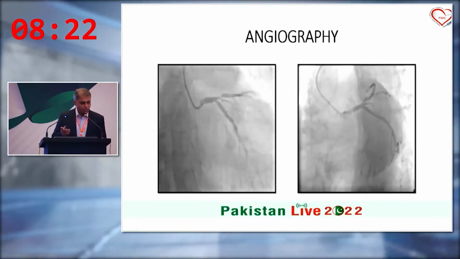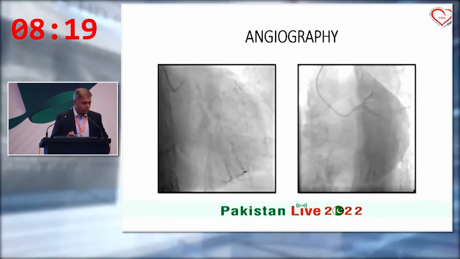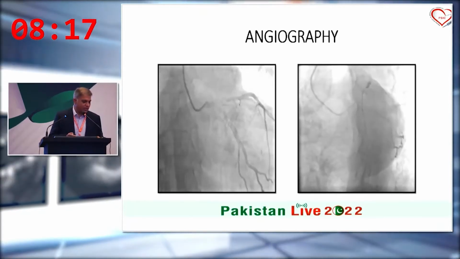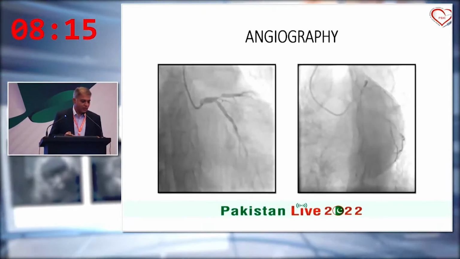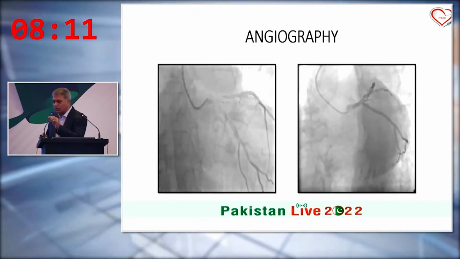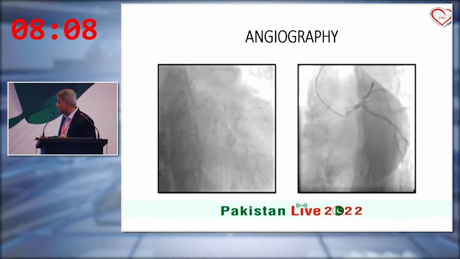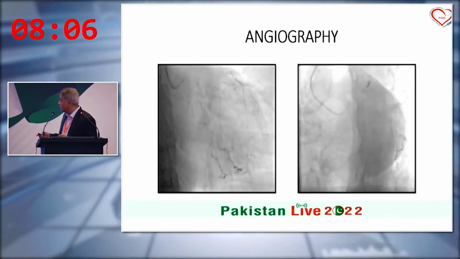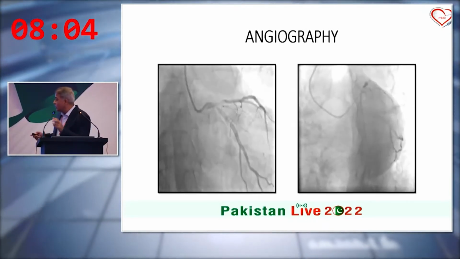Left main is normal, bifurcating. If you look very keenly, there is mild tapering of the distal left main. The ostium of the circumflex shows mild disease, but definitely in the next slides we will see on the IVUS whether there is significant disease in the ostium or not.